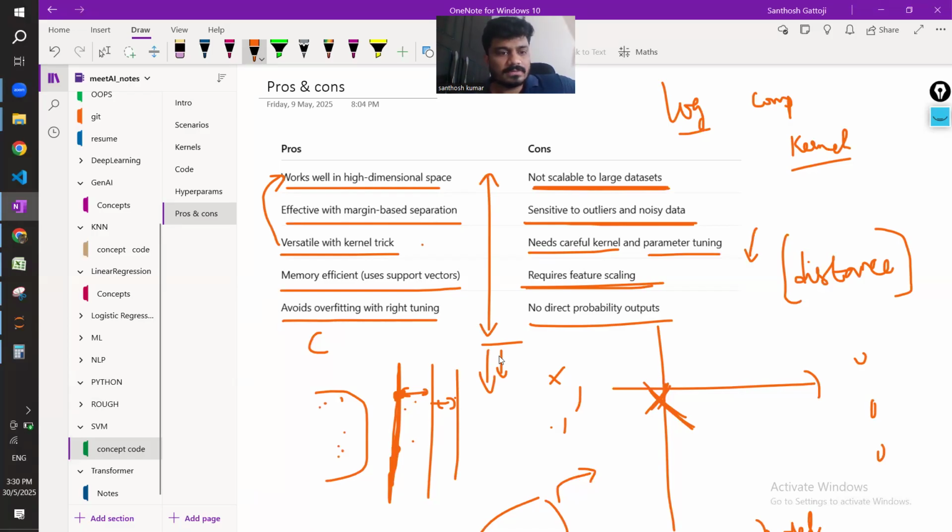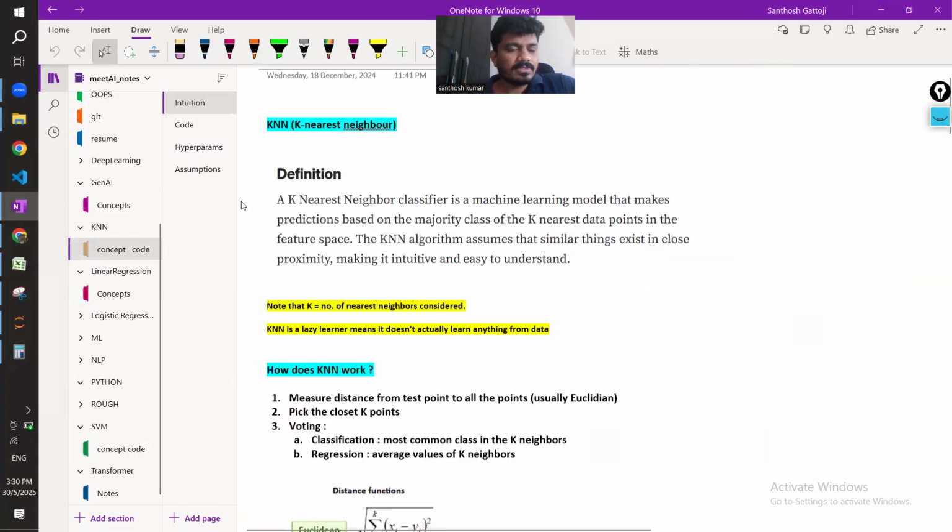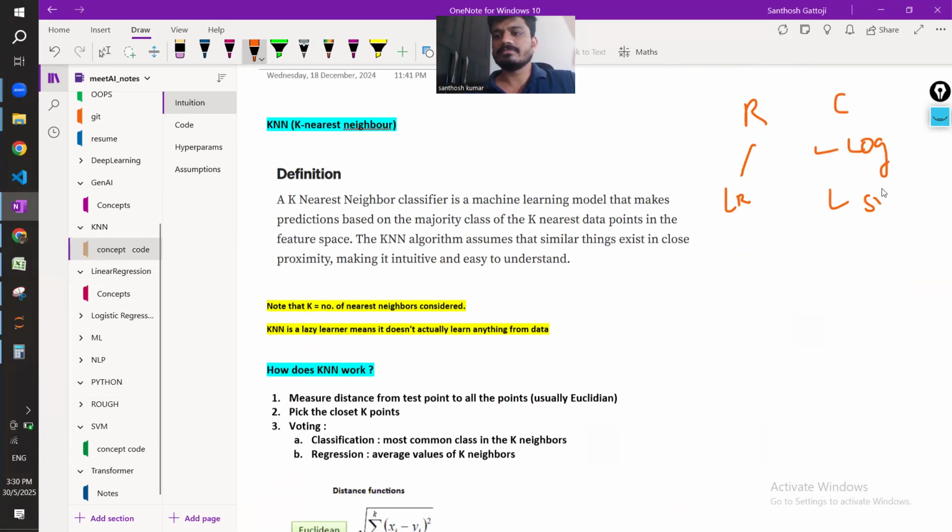Next session, I'll tell you what we're going to cover. We are going to cover something called KNN, the K nearest neighbor model. In regression, we have covered linear regression. In classification, we have covered logistic regression and SVM. Now next we are going to cover KNN and some more algorithms, next the algorithm called naive Bayes.